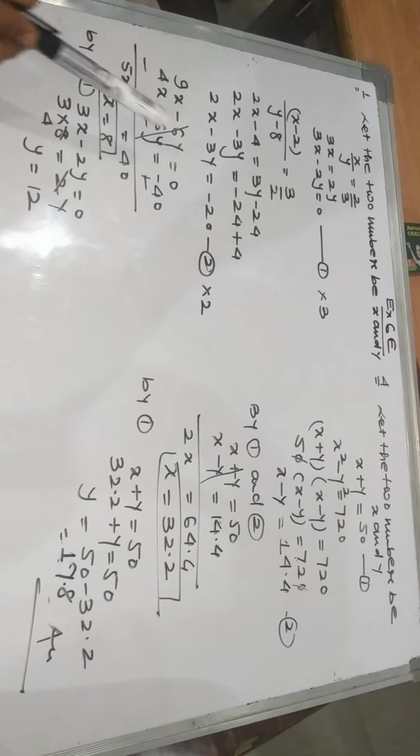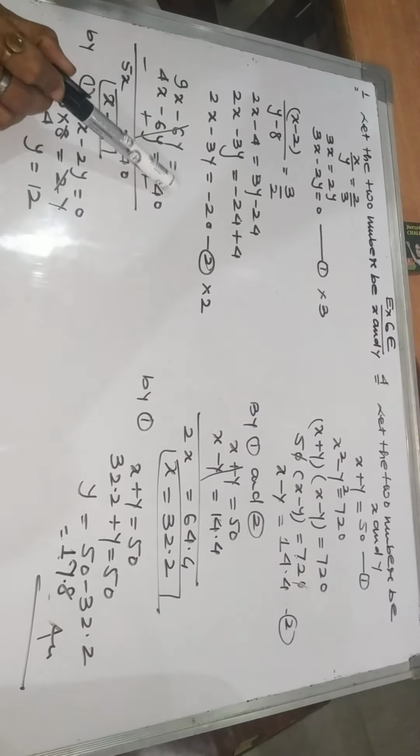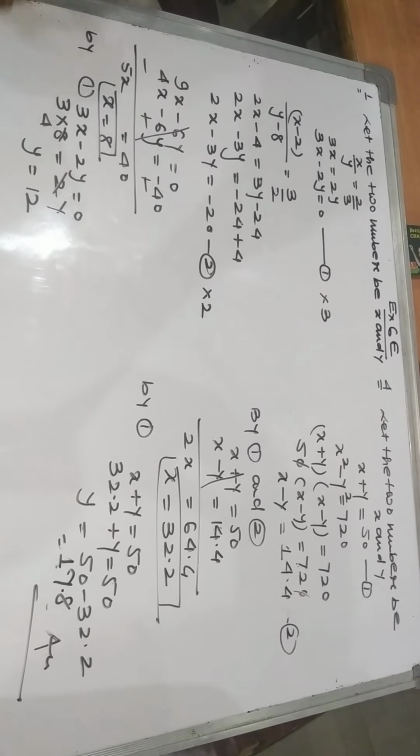Then 3 threes are 9x, 3 twos are 6y, 3 into 0 is 0. 2 twos are 4x, 2 threes are 6y, minus 40.